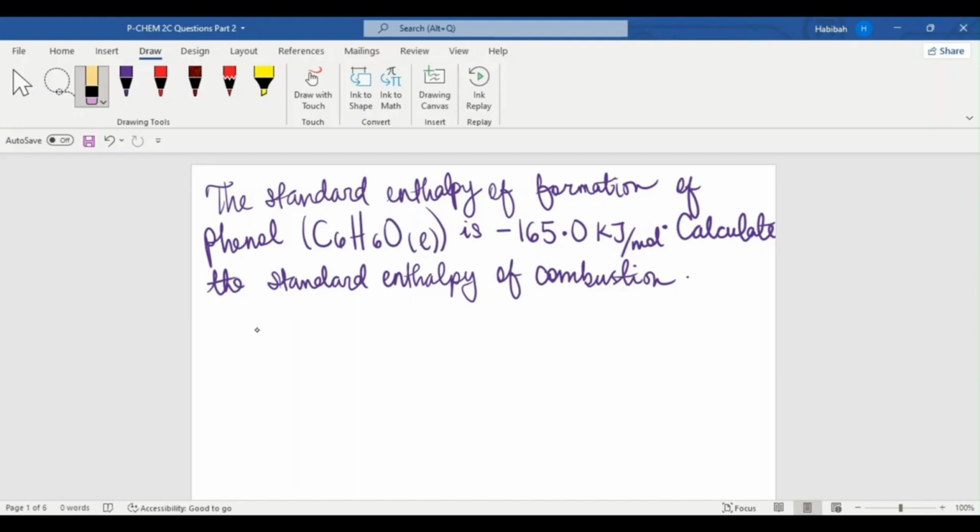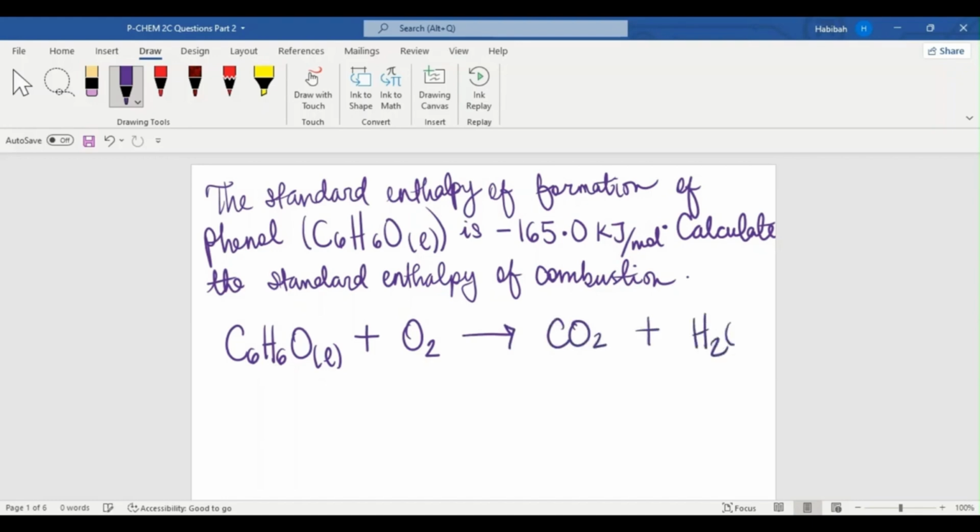The first thing to note is that the question tells you a reaction has taken place: C6H6O liquid has undergone combustion, which is just the molecule plus oxygen gas. It reacts with oxygen gas to give carbon dioxide and water. This is what happens in all combustion reactions: an organic compound reacts with oxygen to give you carbon dioxide and water.